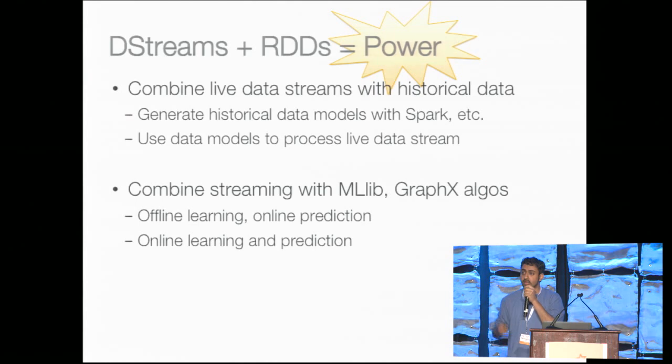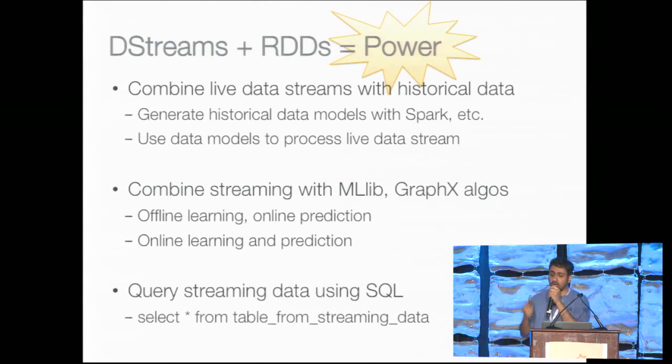You can combine streaming with arbitrary machine learning, graph, and all these algorithms that also come as part of Spark. So you can do offline learning and then online prediction. You can also do online learning and prediction using this transform. Then you can also query streaming data using SQL.